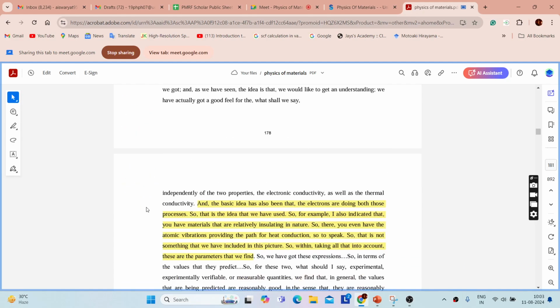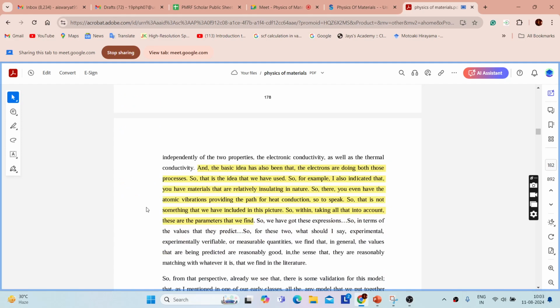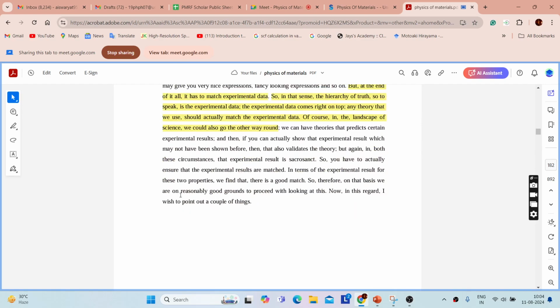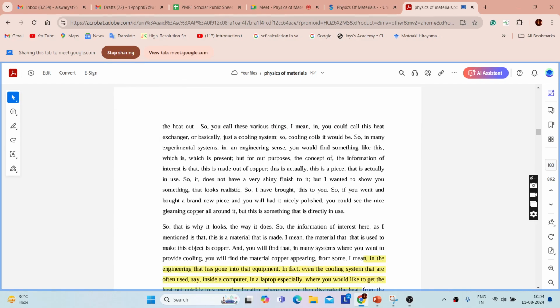Okay. So the basic idea is what the electrons are doing in both processes. For example, if we have a material that is insulating in nature, then you have atomic vibrations providing the path for heat conduction, so to speak, which we know is something we have included in the picture. So that is accordingly which parameter we have used.